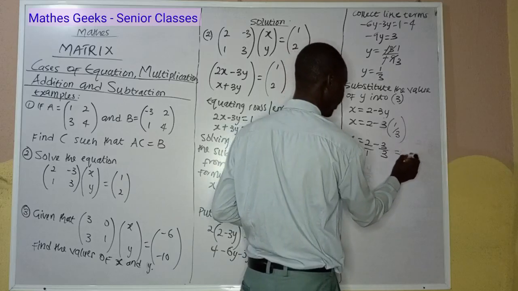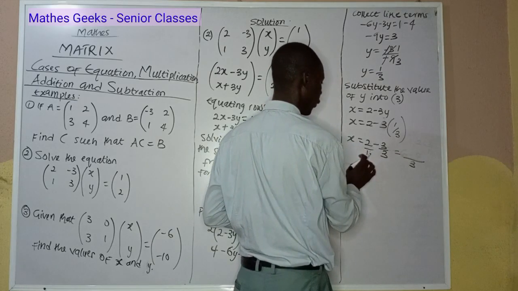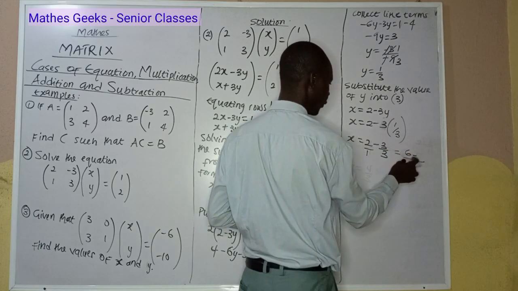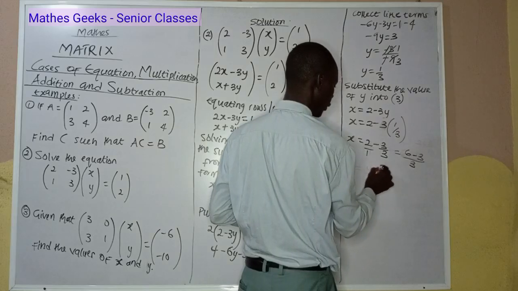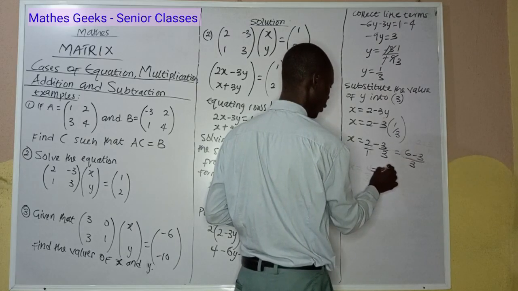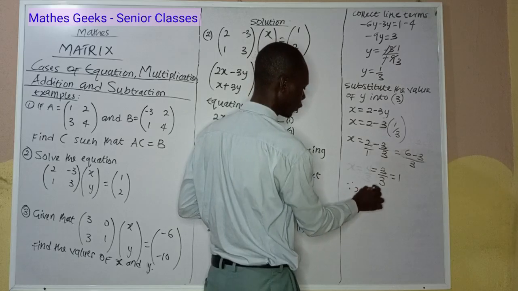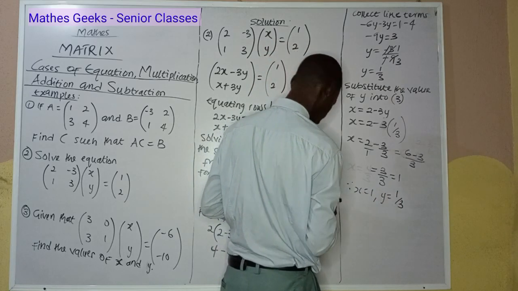Or we solve the fraction. The LCM of 3 and 1 is 3. 3 into 1 is 3 divided by 1 is 3 times 2. 6 minus 3 divided by 3 is 1. 1 times 3 is 3. So this is equal to 6 minus 3 over 3, which is equal to 1. So therefore x equals 1 and y is equal to 1 over 3.